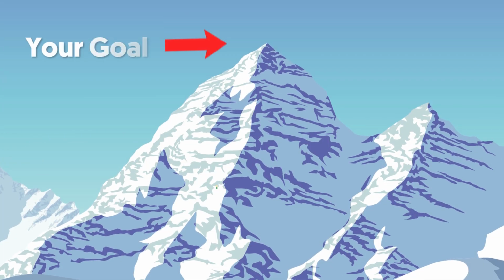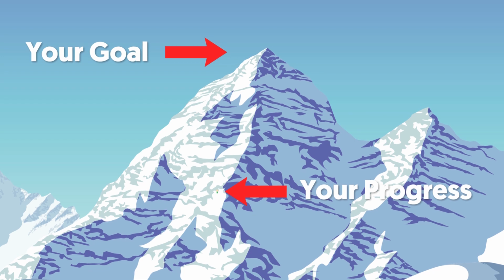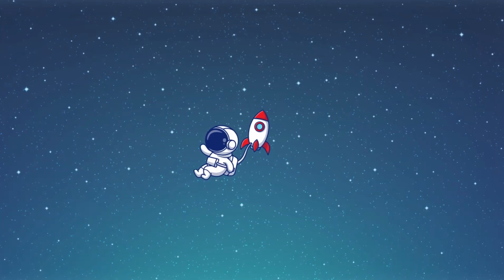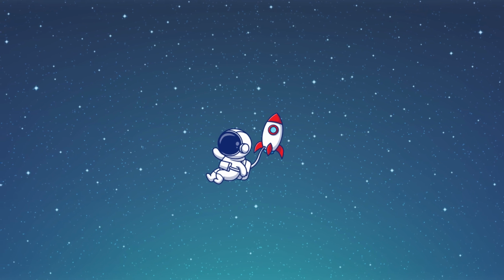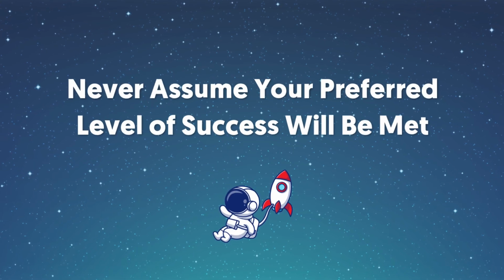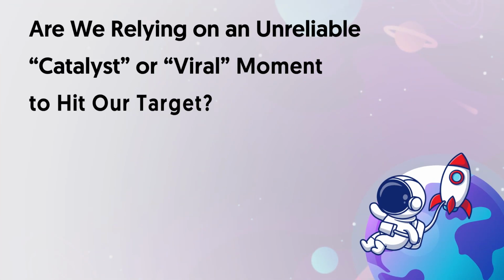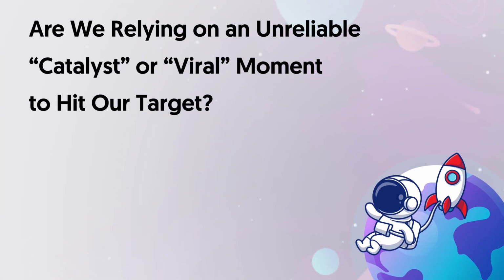Next, let's dissect achievable goals. This whole process is worth nothing if you can't actually attain any of the objectives you had in mind. Don't get me wrong, there's nothing wrong with shooting for the stars, but never assume your preferred levels of success will be met. Make sure there's value in gradually improving your KPIs over time, so falling short is still a win. Ask yourself, are we relying on an unreliable catalyst or viral moment to hit our target?